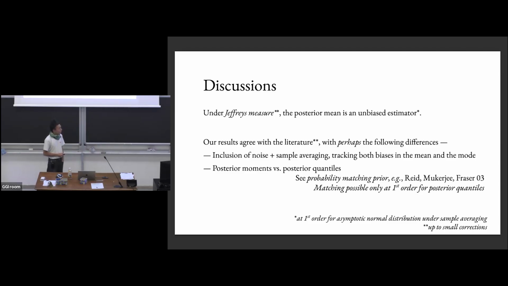But if there are any two differences, here they are. We are consistently treating the noise on the sample average, tracking both the bias in the mean and the mode. And we're really focusing on the posterior moments, although we just did the really first step. There is another line of research that goes by the name of probability matching prior, where the focus is on posterior quantiles. And there is a rather strong result: if you require the posterior quantiles to have the same coverage properties as the frequentist analog, you will find that the matching is only possible at first order in Laplace. And guess what? It's again the Jeffreys.